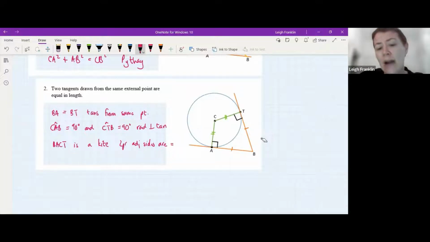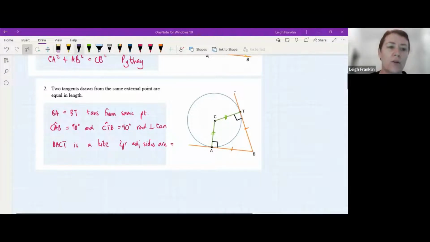There's one more thing that I can say about BACT before I move on. All right, and I'm going to let you guys look at BACT, and I want you to tell me, you've told me that it's a kite, which is cool, but there's something else that it is. Can anybody tell me what else BACT is? And I'll give you a hint. It's not a parallelogram. It's not a rhombus. It's not a square. Hey, Buhle. Nice. Well done. Yes, Marco Sandile. 100%. It is a cyclic quad.